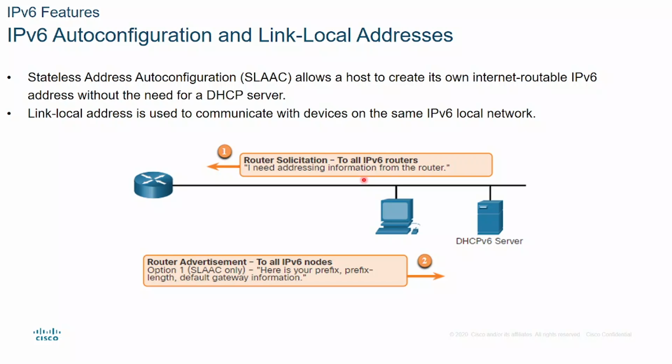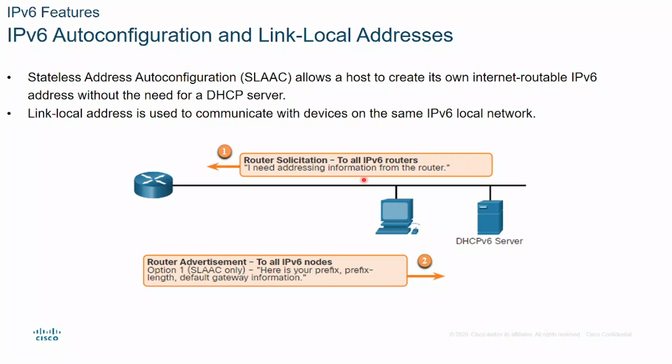So let's look at IPv6 features: IPv6 configuration and link local addresses. There's something called stateless address auto configuration. It allows a host to create its own internet routable IPv6 address without the need of a DHCP server. The link local address is used to communicate with devices on the same IPv6 local network.